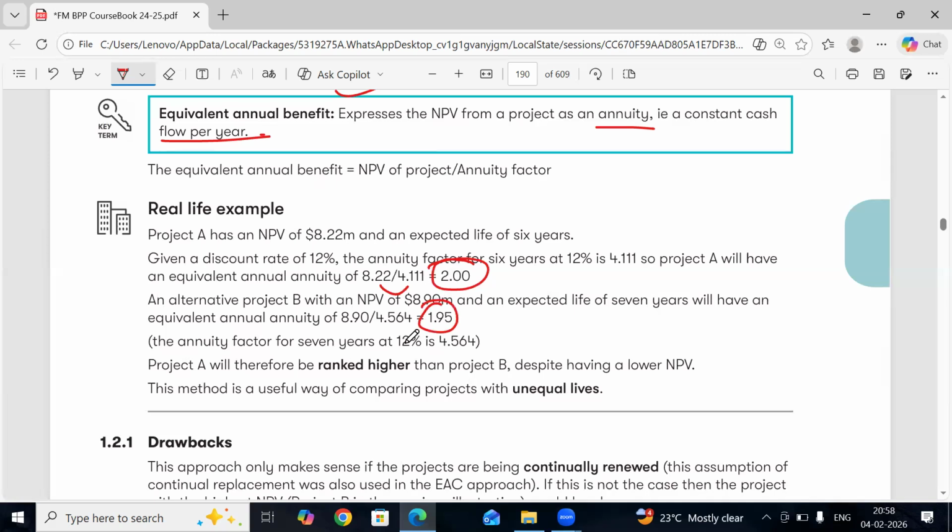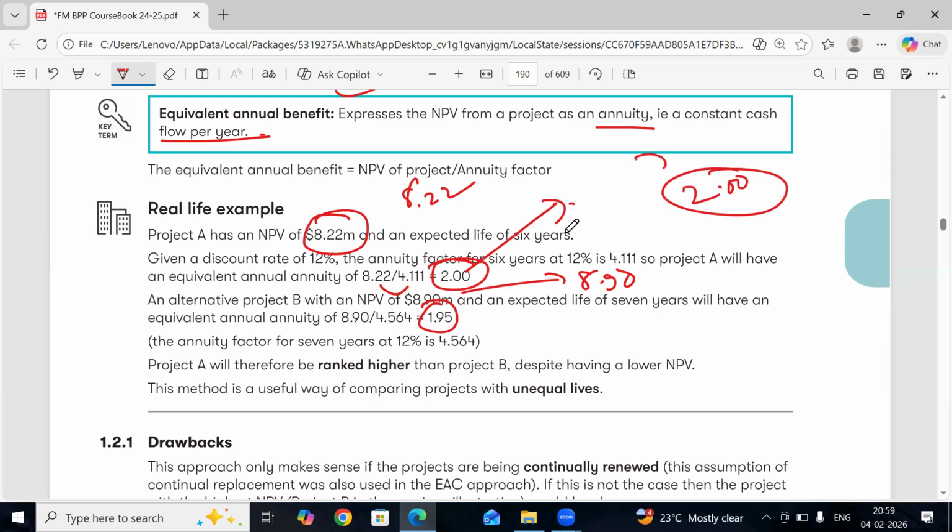Project A will therefore be ranked higher than B despite having a lower NPV. Because here the NPV was 8.22, here the NPV is 8.90. But still project A would be given much more importance because the annuity payments from project A are 2 and here it is 1.95. Equivalent annual benefit is high.